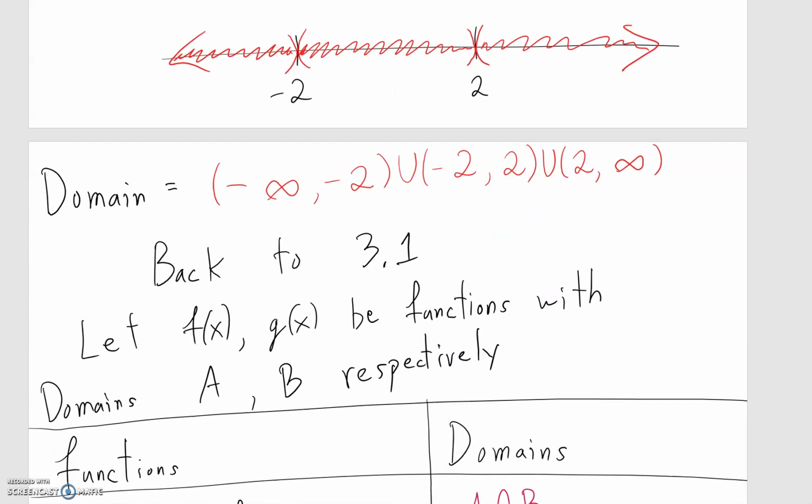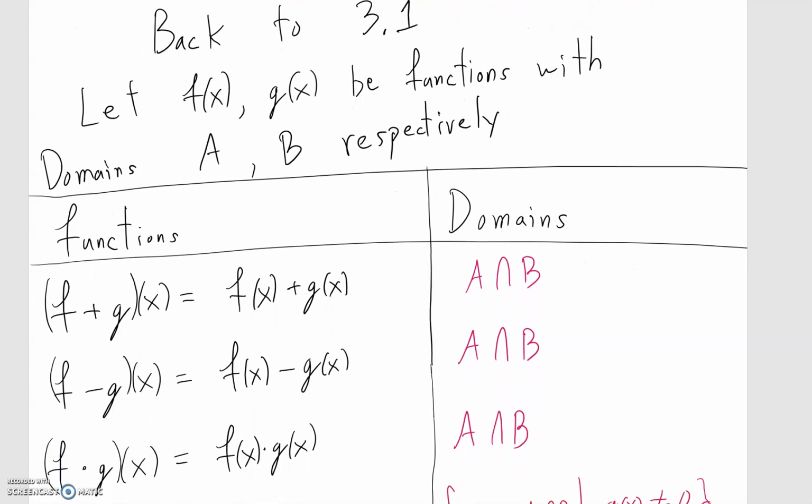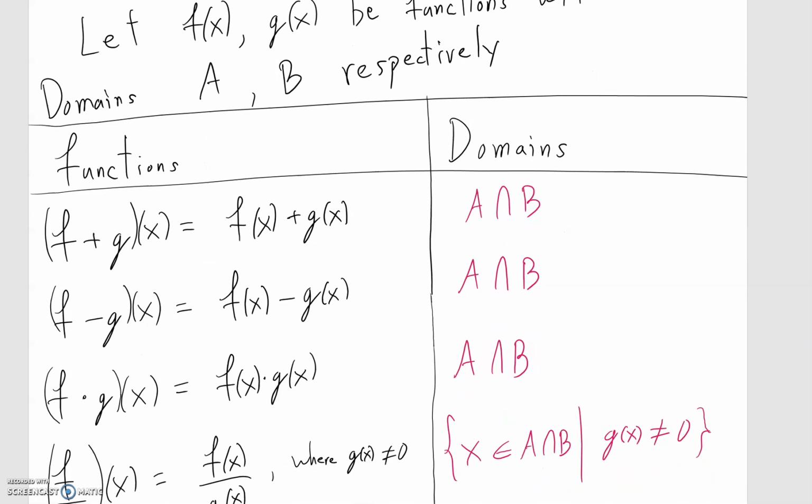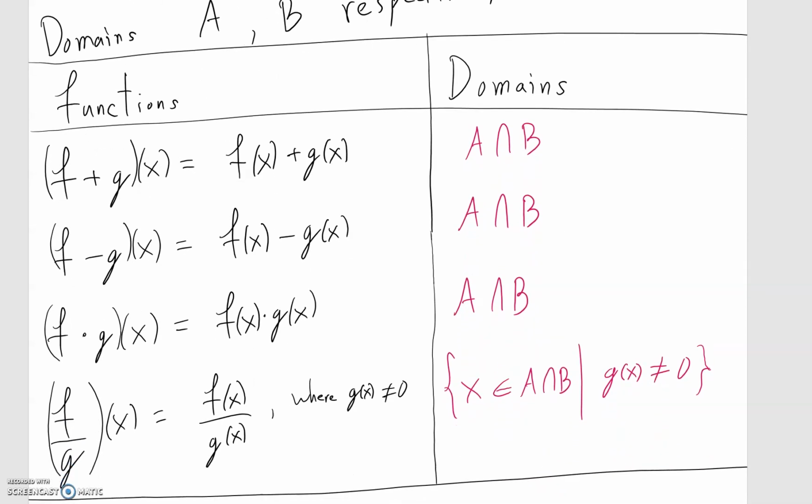So let's go back to section 3.1. This is where I left off in last Thursday's lecture. Let's suppose you have two functions f and g with domains A and B respectively. The sum, difference, product, and quotient of functions will in fact create a function. On my left, I have how those functions are defined, and on my right, I have the domains of each of these functions.